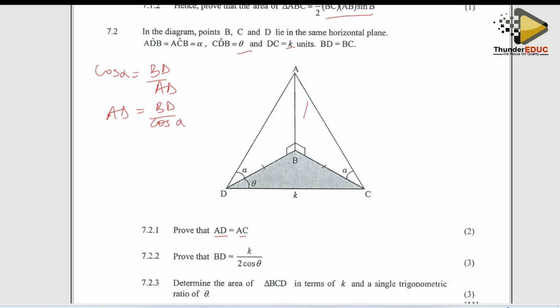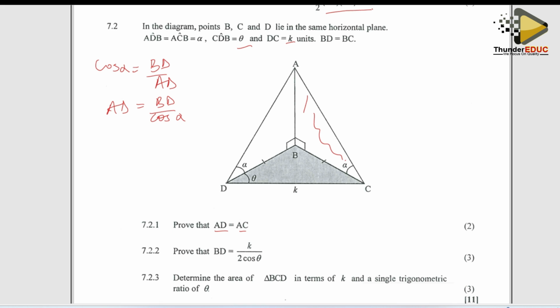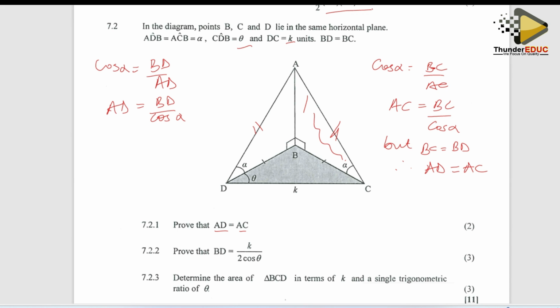Then AD is going to be BD over cos alpha. I'll do the same thing using this other triangle. Cos alpha is equal to BC over AC. Then AC is also going to be BC over cos alpha. But we know that BC is the same as BD, which means these two are going to be the same. Therefore, AD must be the same as AC.